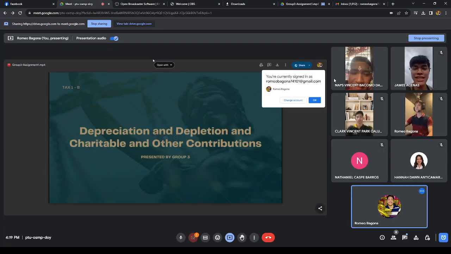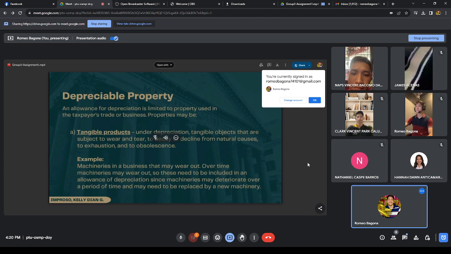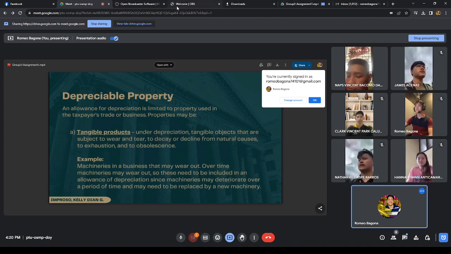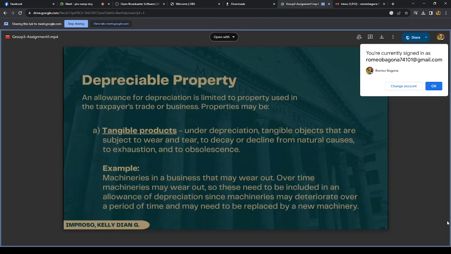And we will be presenting our report for depreciation and depletion and charitable and other contributions. Furthermore, we're going to be talking about depreciable property. An allowance for depreciation is limited to property used in the taxpayer's trade or business.